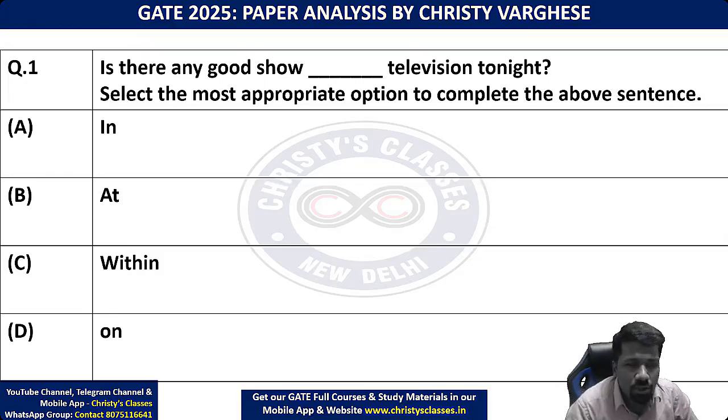Is there any good show dash television tonight? Select the most appropriate option to complete the above sentence. In television, at television, within television, on television. On television is the right word.